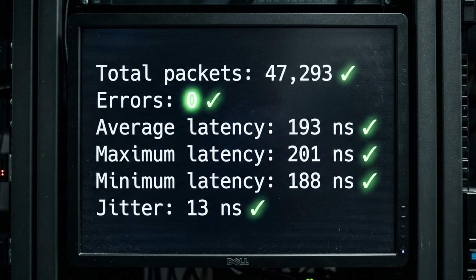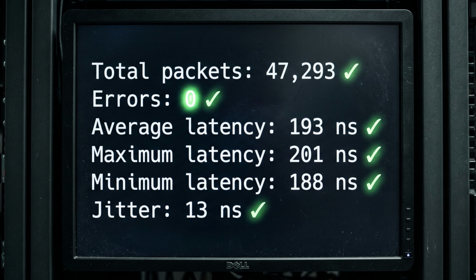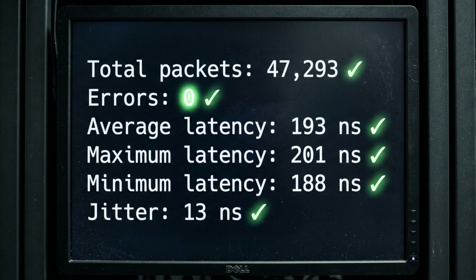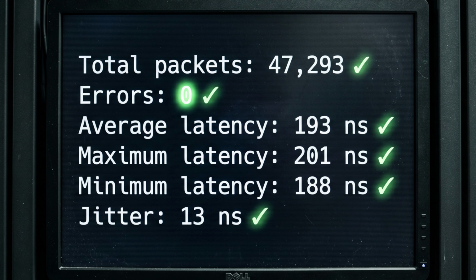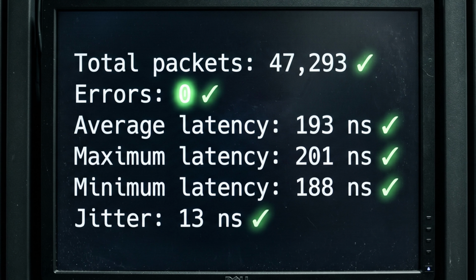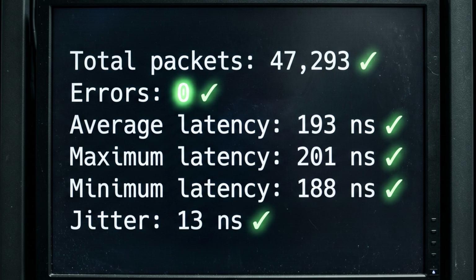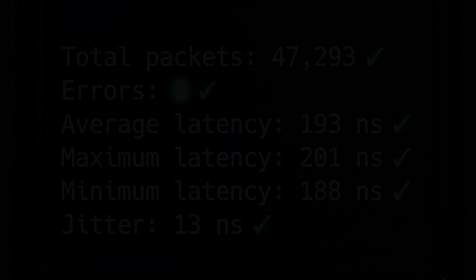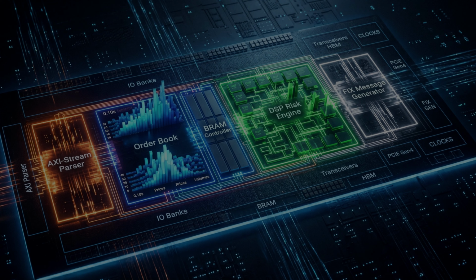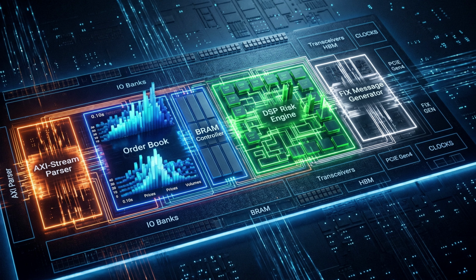47,293 packets. 0 errors. 193 nanoseconds average latency. 13 nanoseconds jitter. Look at these numbers. The difference between maximum and minimum is 13 nanoseconds. The Ghost runs at the same speed every single time. No deviation, no exception.